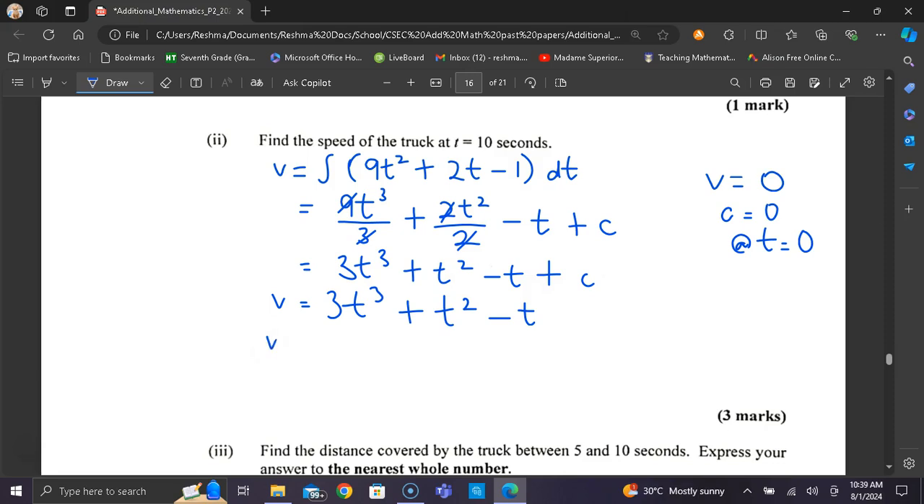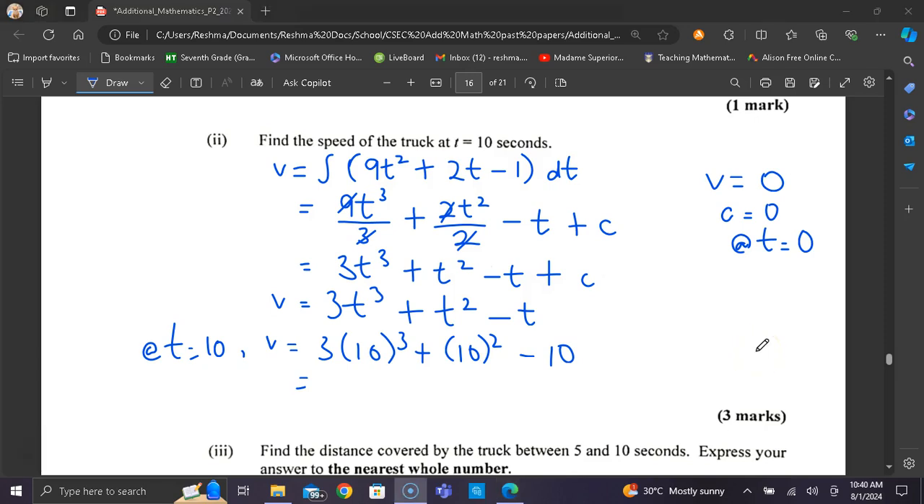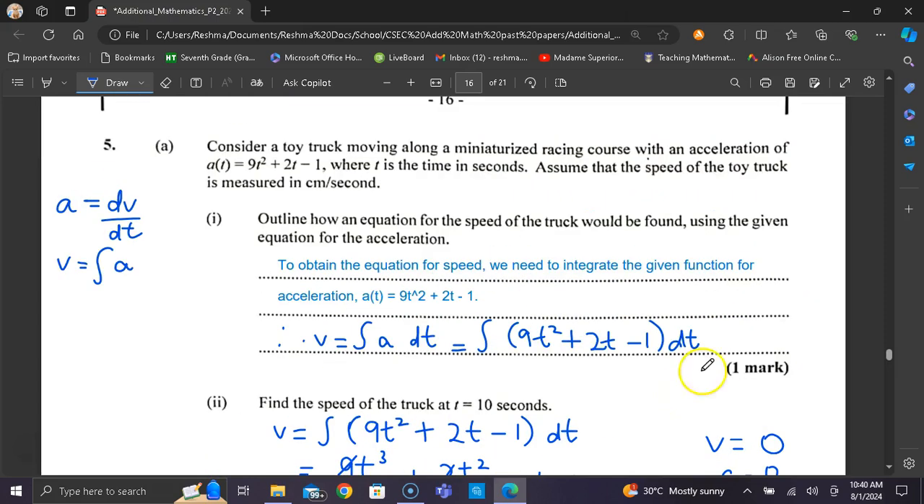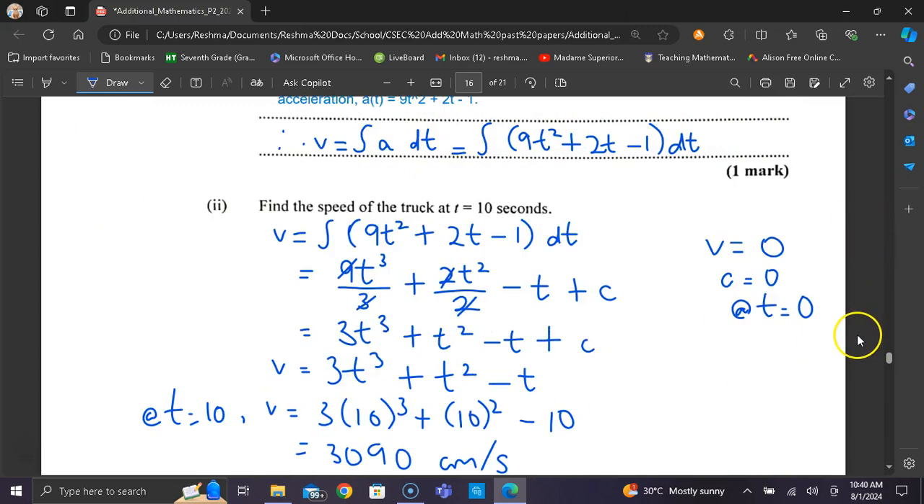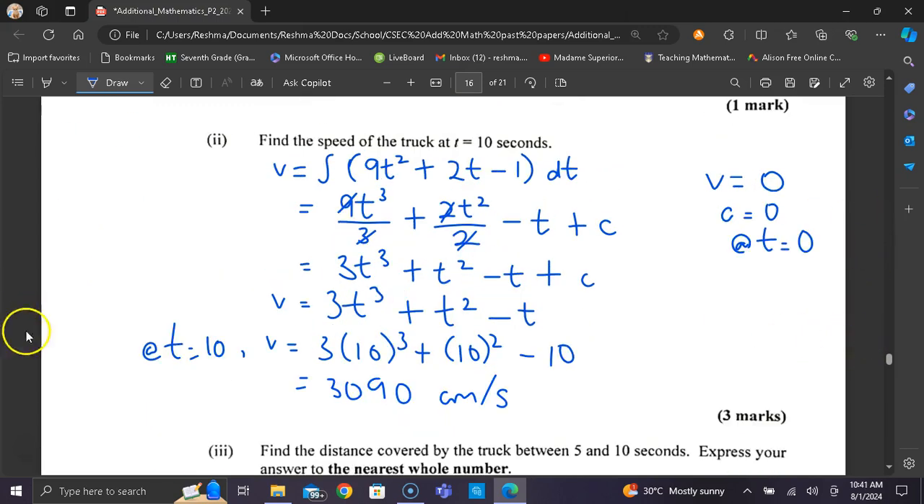So all we have to do now is substitute when t is equal to 10. So we substitute 3 by 10 cubed plus 10 squared minus 10. Okay, and we'll just work that out on our calculator. Okay, so on our calculator that works out to be 3090 centimeters per second. Okay, because remember, if we go back up, they said that the speed of the toy truck is measured in centimeters per second. Okay, so that's our answer for part 2.